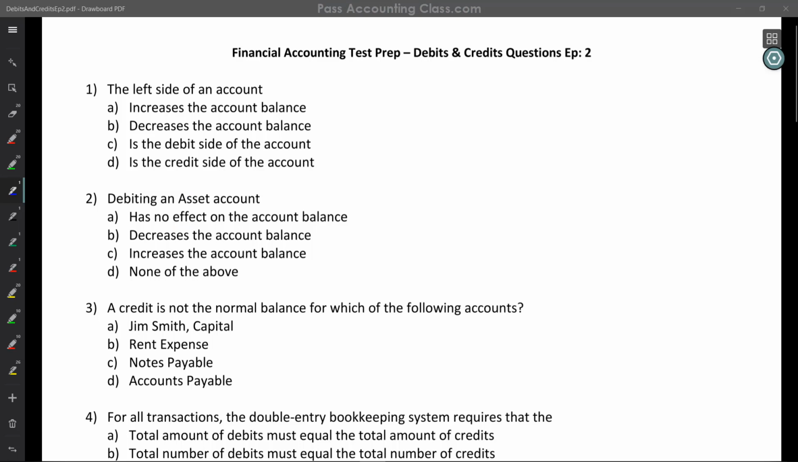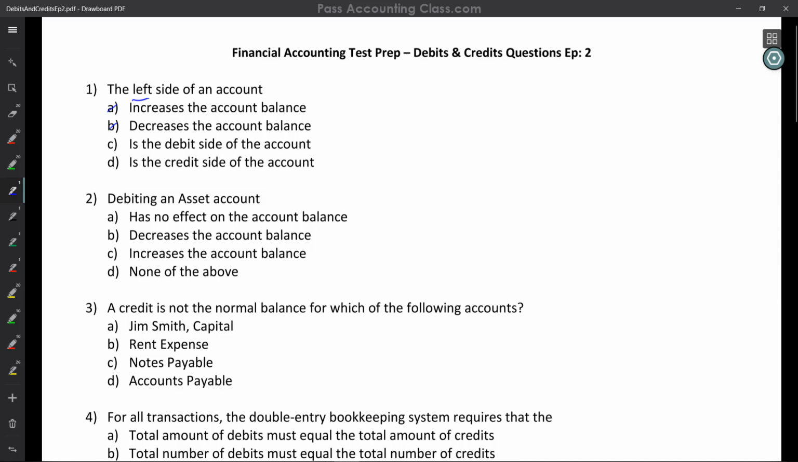The first question reads, the left side of an account increases the account balance, decreases the account balance, is the debit side of the account, is the credit side of the account. So we'll just take a look. We're looking at left side, and in some instances it could increase the account balance, but also in other instances it may decrease the account balance. So item A and item B probably aren't our best choice just because we don't know what type of an account this is. And depending on the type of account, it could increase or decrease the account balance.